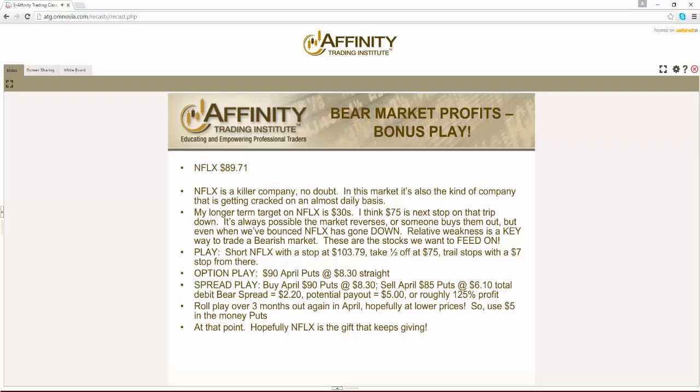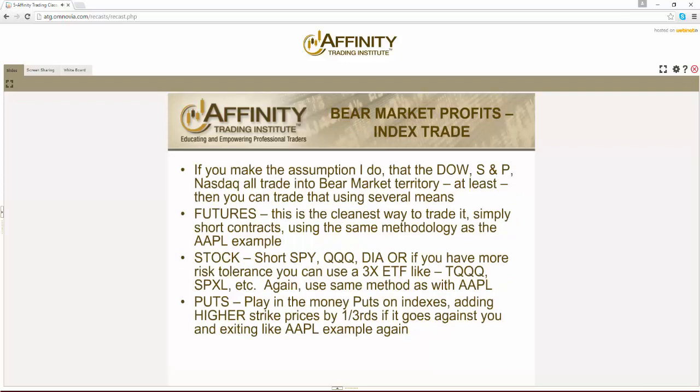Index trade. If you make the assumption I do that the Dow, S&P, Nasdaq all trade into bear market territory, at least, then you can trade that using several means. You can use the futures. I do that all the time. It's the cleanest way to trade. Simply short contracts using the same methodology as the Apple example.